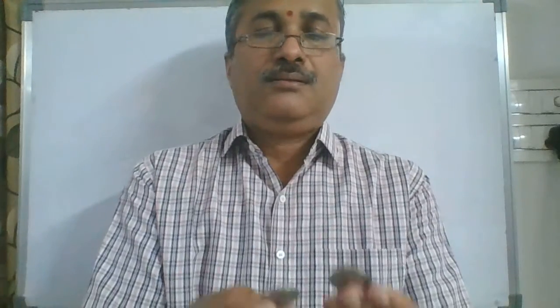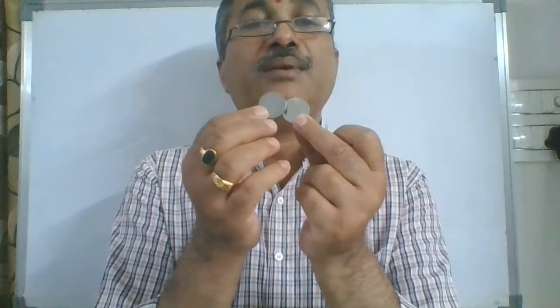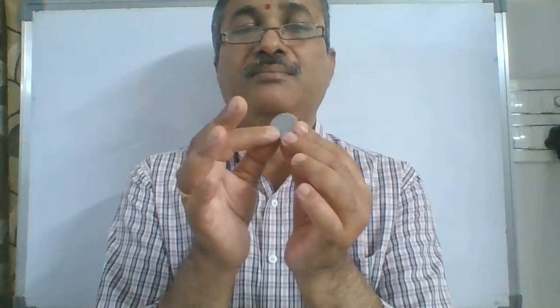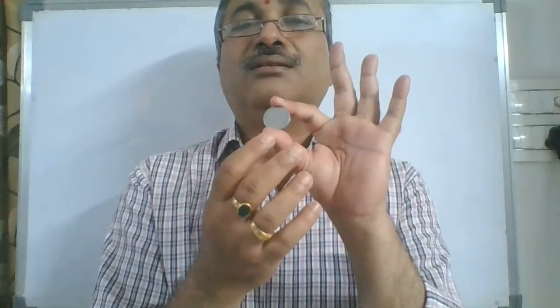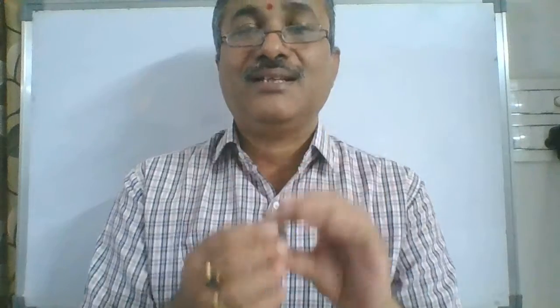Okay, and see, these two coins are also the same in shape and size. Both are circles and size is also the same. When I place one above the other, or superimpose, they coincide exactly, isn't it? So therefore these two circles are said to be congruent circles.